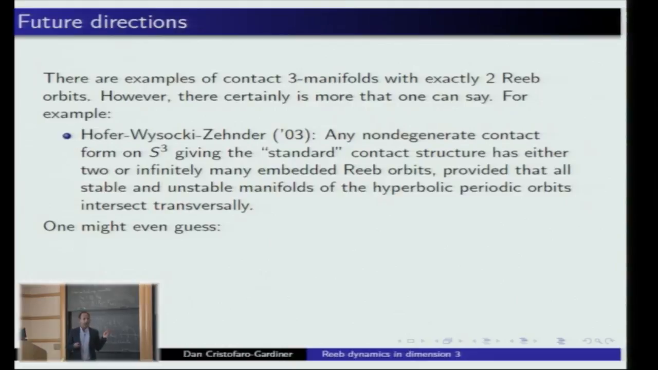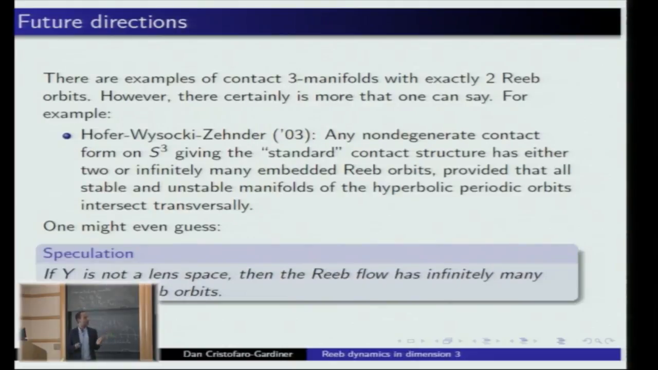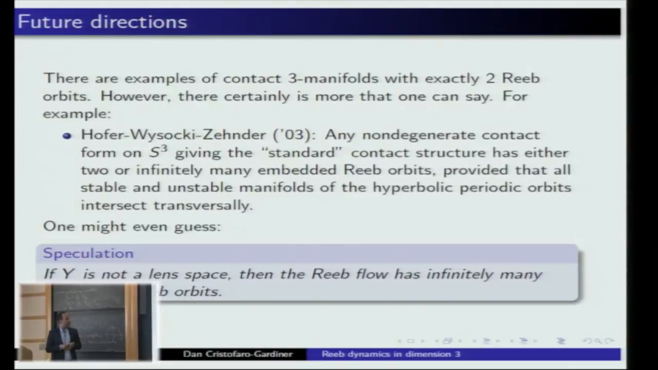And one might even guess from looking at examples, and I've called this speculation, because I wouldn't bump this up to a conjecture, because I think there's lots more work to be done. But one might even guess, based on looking at existing examples, that if your 3-manifold doesn't happen to be a lens space, then the Reeb flow always has infinitely many embedded Reeb orbits. So that's certainly something that I'm interested in thinking about while at the Institute, and there's a great community of members to think about such questions.